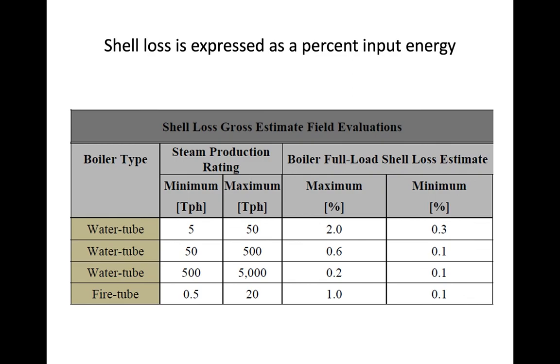In boilers with higher capacity, the shell loss tends to decrease. For example, for a water tube boiler with a capacity of 500 up to 5,000 tons per hour, the shell loss is between 0.1 and 0.2%. Okay, I have to finish now, and tomorrow we will continue with these topics.